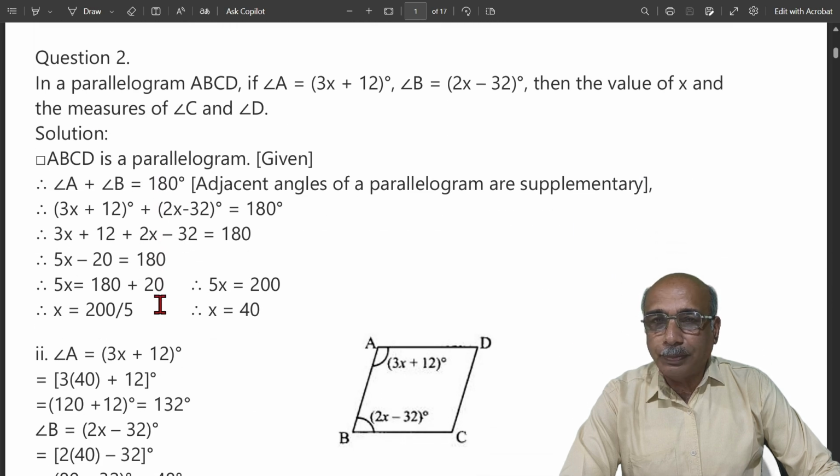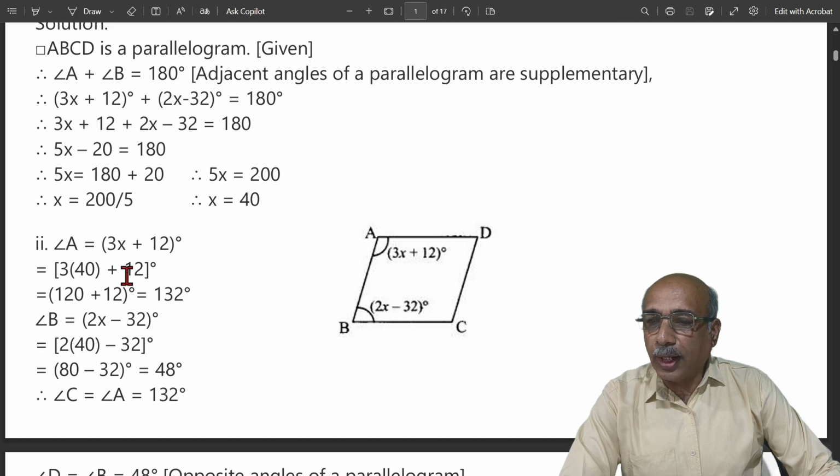Next problem. In a parallelogram ABCD, if the measure of angle A equals 3x plus 12 degrees and angle B equals 2x minus 32 degrees, then we have to find the value of x and the measures of angles C and D.